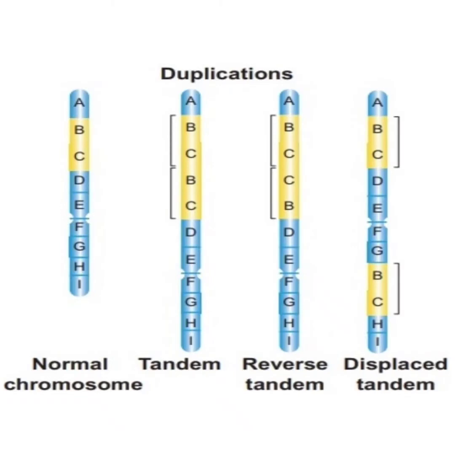Here you can see the duplications. The normal chromosome A, B, C, D, E, F, G, H, I. In tandem repeats, you can see A, B, C and B, C is repeated once and D, E, F, G, H, I. In reverse tandem, A, B, C and C, B is there and D, E, F, G, H, I. This is called reverse tandem. In displaced tandem, A, B, C, D, E, F, G and the B, C is again inserted in some other place, B, C and H, I. This is called displaced tandem.